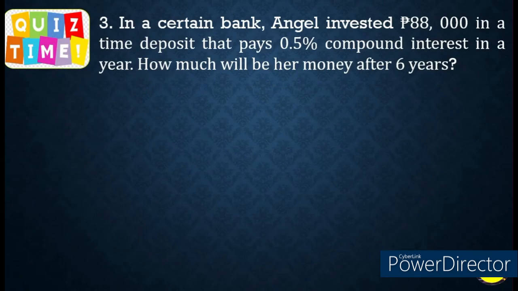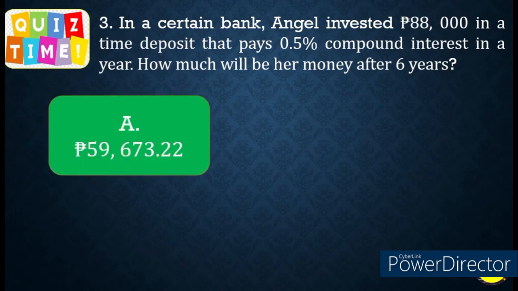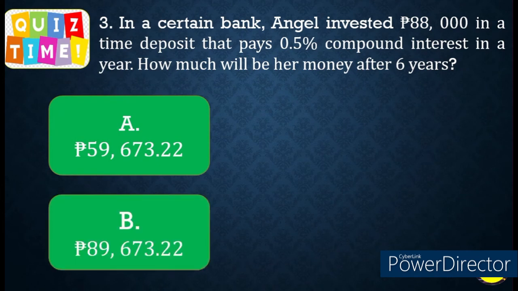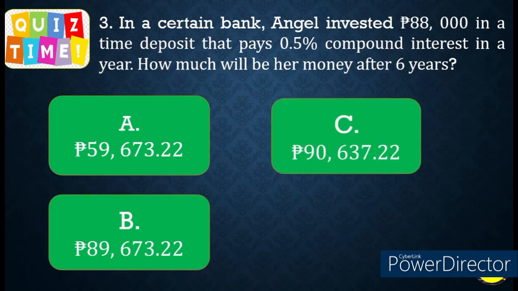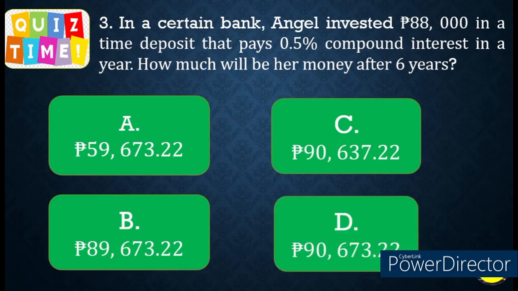Next, question number 3. In a certain bank, Angel invested 88,000 in a time deposit that pays 0.5% compound interest in a year. How much will be her money after 6 years? Letter A, 59,673.22. B, 89,673.22. Letter C, 90,637.22. And letter D, 90,673.22. Alright, so the answer is letter D.